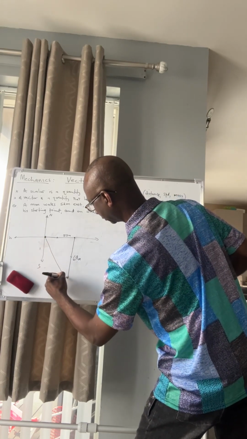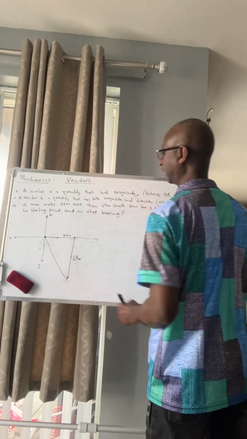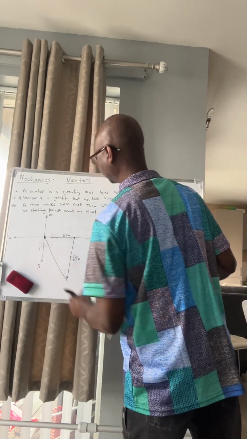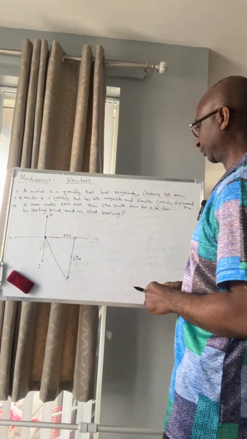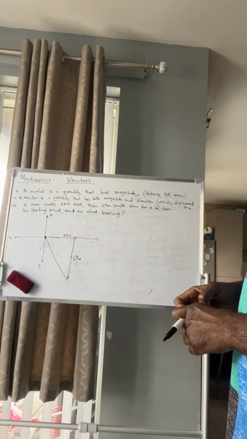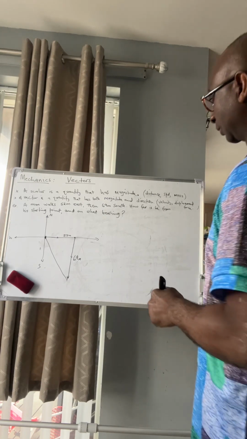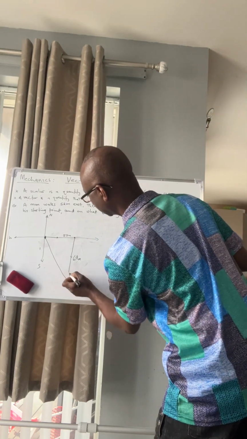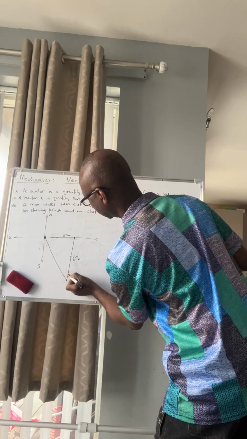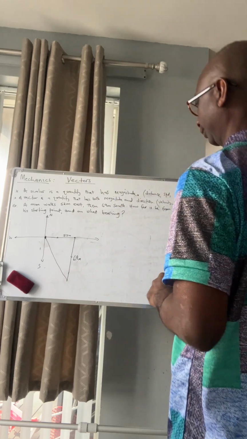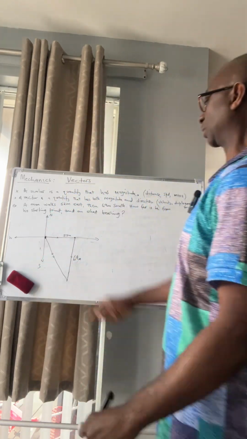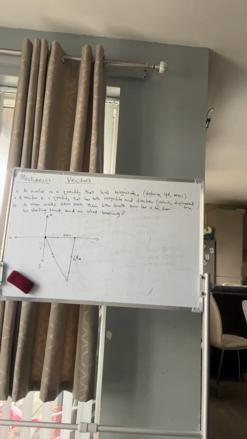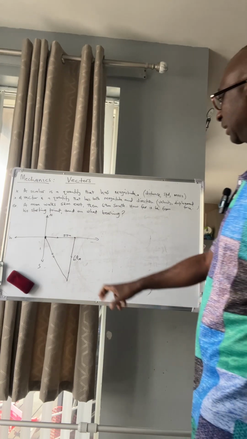let me try again. Okay, let's just join it here. Let's say this one starts from here. Correct? And this is the starting point. Okay? So if you join that one, that's the resultant vector now. That's the resultant vector.